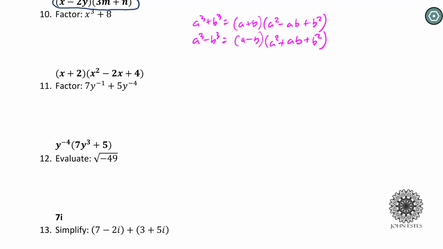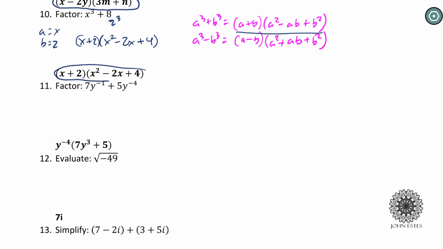In this case, I have x cubed, and remember that 8 is the same as 2 cubed, right? So in this case, I have a is x and b is 2. So that means this thing factors then, according to my formula here, as x plus 2 times x squared minus 2x plus 2 squared, which is 4.